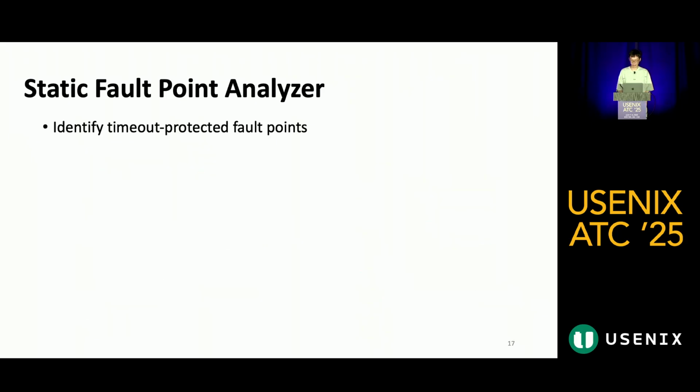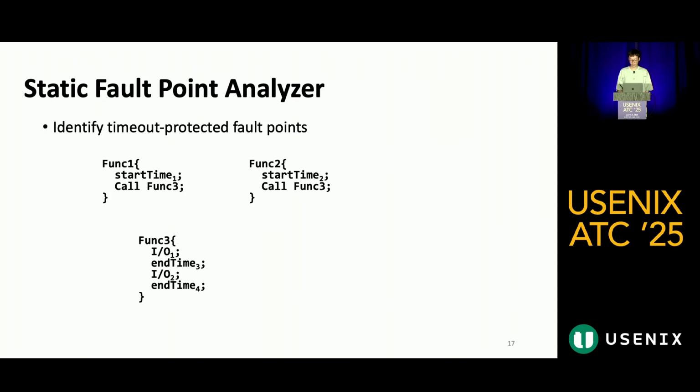Next, let's see how to identify timeout-protected fault points. Here are three functions. Function 1 and function 2 record start times and call function 3. Function 3 executes some I/O operations and records end times. To identify the timeout scope, we need to match the start time to the correct end time. From this example, it's hard to determine which end time is matched to start time 1, maybe end time 3 or end time 4. The same problem exists for start time 2.